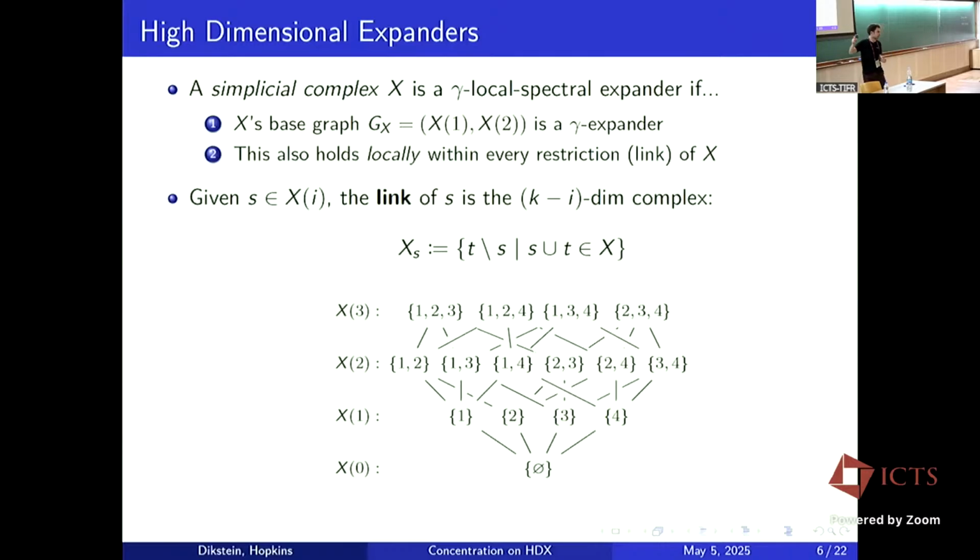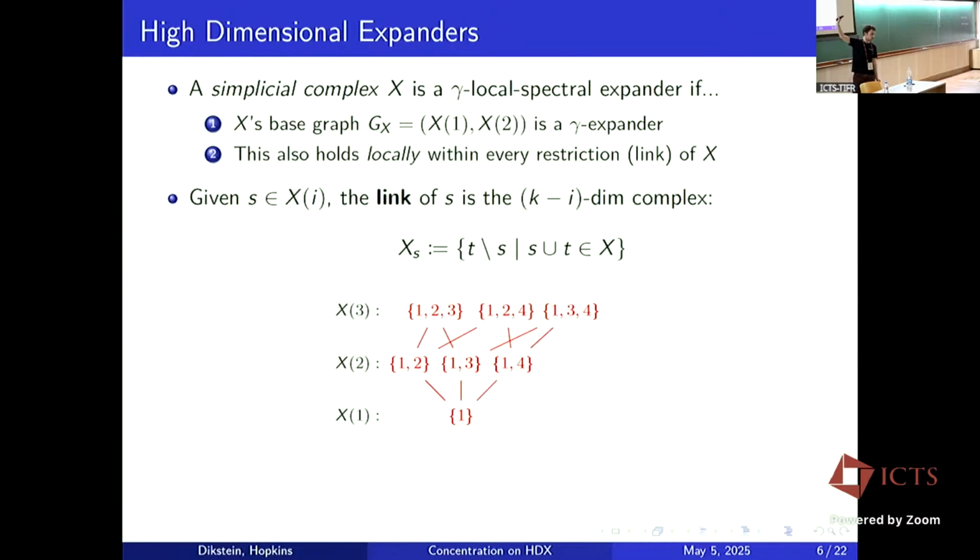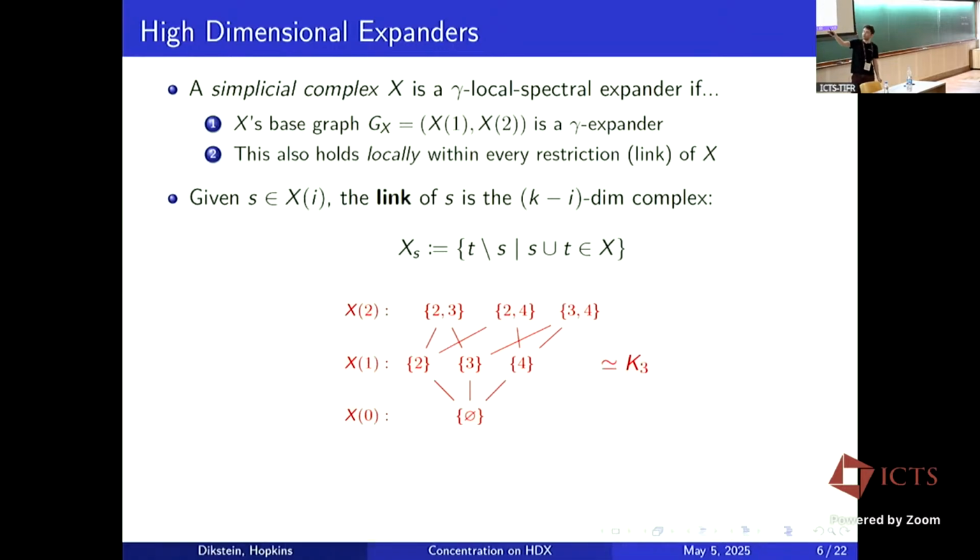So pictorially, let's say I'm looking at the link of 1. I just highlight everything that includes 1 and forget the rest of the object. This is not a simplicial complex, because it has 1 everywhere. So I remove 1 to get its local neighborhood. And in this particular case, this is just the graph corresponding to K3. So this is the link of 1.